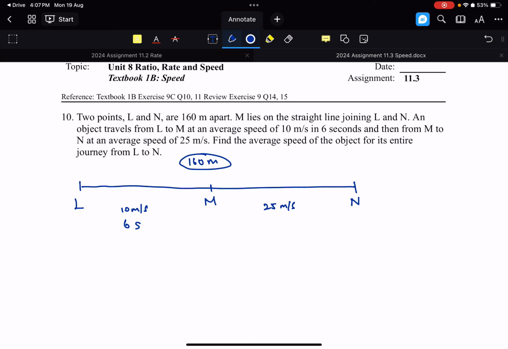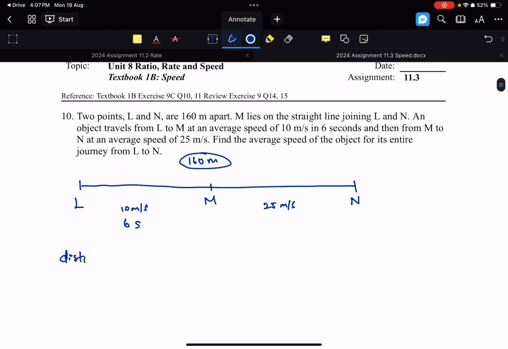True enough, the question says find the average speed of the object for its entire journey from L to M to N. So we know that the average speed is total distance divided by total time. We already have the total distance. We don't have the total time because we don't know the time from M to N. So we need to find that, right? So what can we do? Now, first thing is we can find the distance from L to M, right? This will be 10 meters per second times 6 seconds, which gives us 60 meters, right?